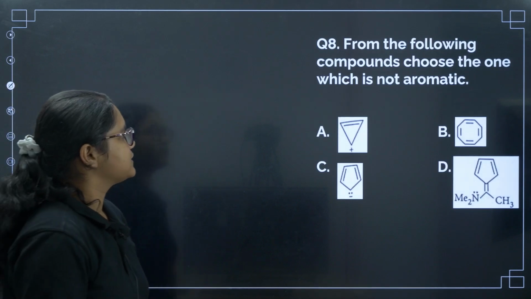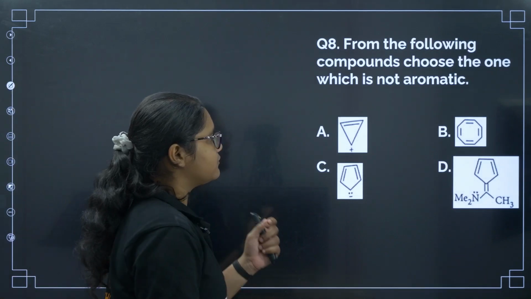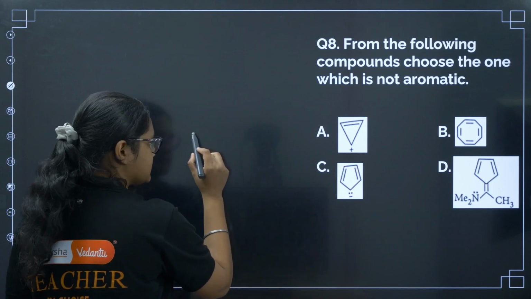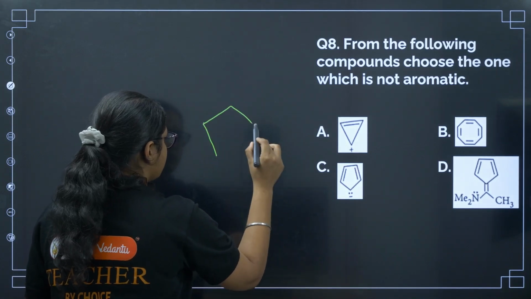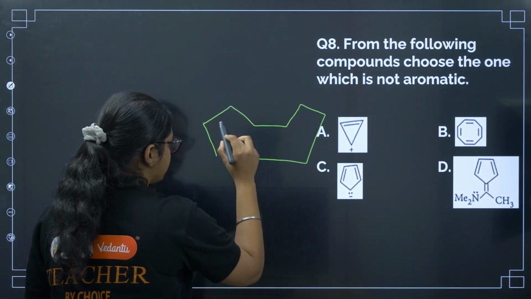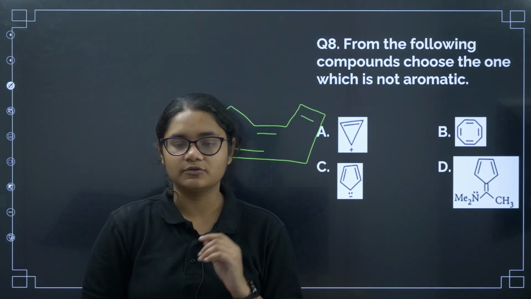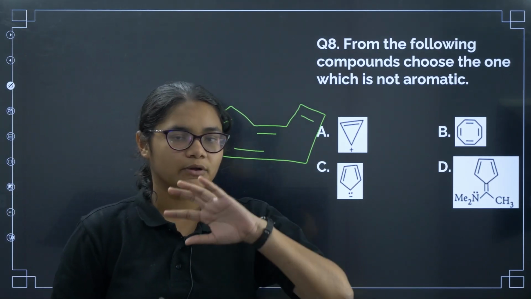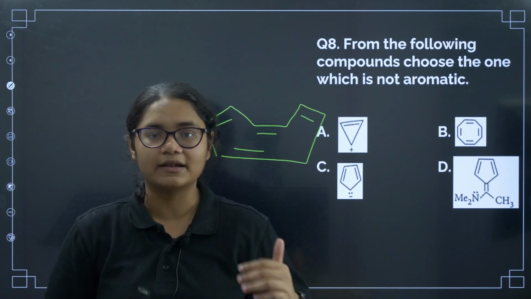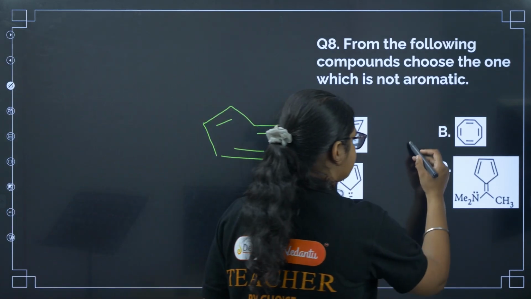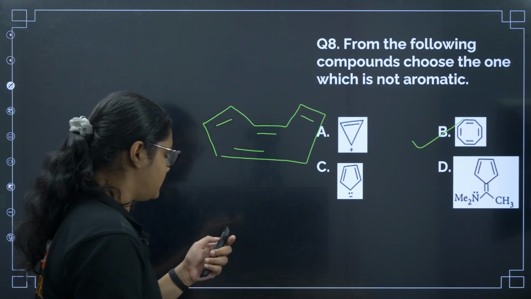Next question, from the following compounds choose the one which is not aromatic. Here you should know this one is a very famous example. When this molecule is there, option number B, it actually exists in this form, and all the carbons are not in the same plane. For aromatic, the condition should be that all the carbons should be in a planar ring, but that is not possible in this one due to these hydrogens present. So the correct answer for this question will be option number B.